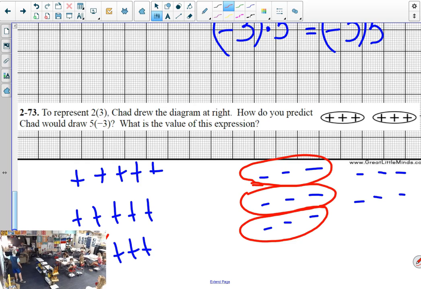Because it tells me I have 5 positive groups of negative 3. Grant grouped them 3 at a time. This would be wrong if I grouped them 5 at a time. Even though I get the right answer, it'd be wrong to represent the situation. Does that make sense? How we want to show the groupings? Then we'd say that equals negative 15. All right, we got 3 more minutes.